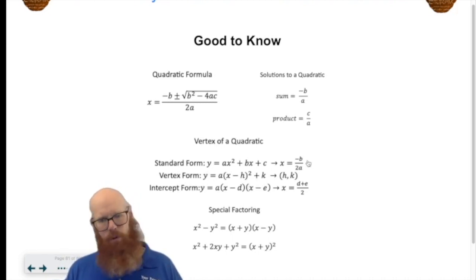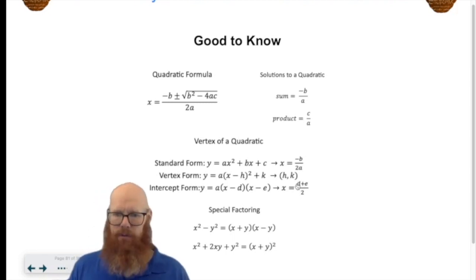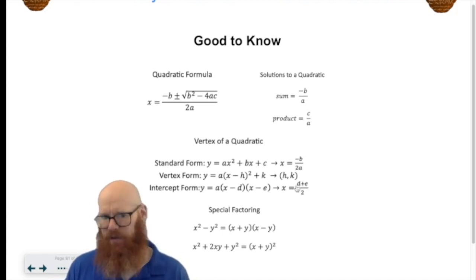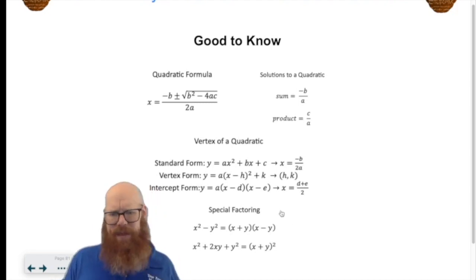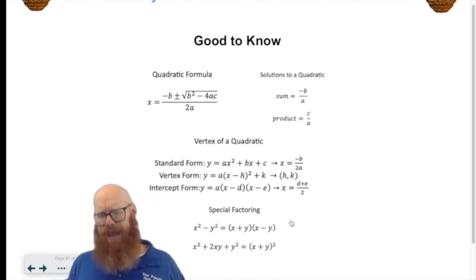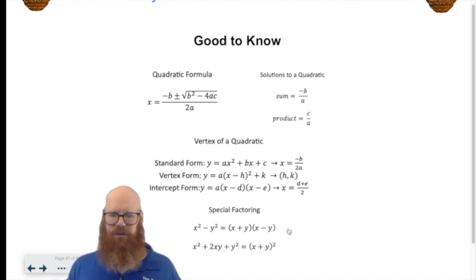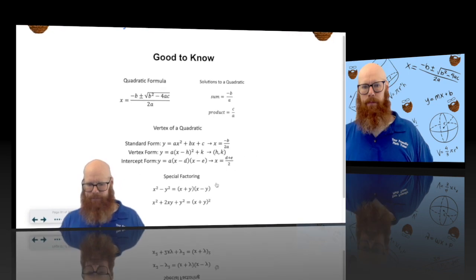If it's in standard form, use negative b over 2a. If it's in vertex form, use h, k. If it's in intercept form, find the average of the intercepts. For the first and third ones, that gives you the x value. If you need the y value, you've got to plug it back in. And they could ask for minimum or maximum value. Those are kind of like code words for also finding the vertex. And then at the bottom here, just our special factoring. I think that can be really helpful to save a little bit of time on either factoring or expanding.